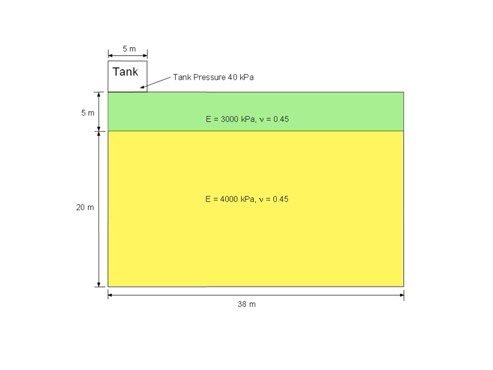Here's the profile we're going to model with SIGMA/W to determine the settlement of a circular water-filled tank. The upper 5 meters of soil have different properties than the underlying 20 meters. The tank is 10 meters in diameter with an applied pressure on the ground when the tank is full of 40 kPa.